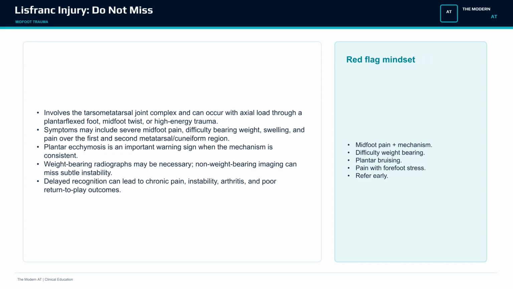A Lisfranc injury is one of the major do not miss conditions in the foot. It involves the tarso-metatarsal joint complex and can occur with high-energy trauma, axial load through a plantar flexed foot, or twisting on a planted foot. The athlete may report midfoot pain, swelling, difficulty bearing weight, and pain near the first and second metatarsal or cuneiform region. Plantar ecchymosis is a major warning sign when the mechanism fits.